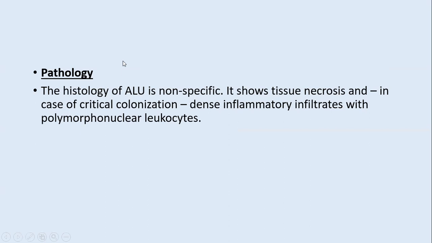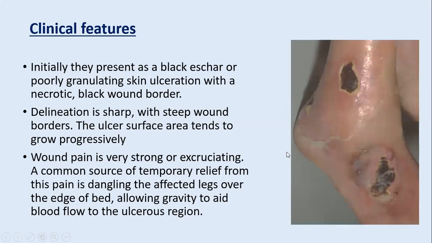Pathology. The histology of arterial leg ulcer is non-specific. It shows tissue necrosis, and in case of critical colonization of bacteria, dense inflammatory infiltrate with polymorphonuclear leukocytes. The clinical features. Initially, they present as a black scar, as you can see in the picture, or poorly granulating skin ulcer with the necrotic black wound border. So granulation tissue is poor in arterial leg ulcers.